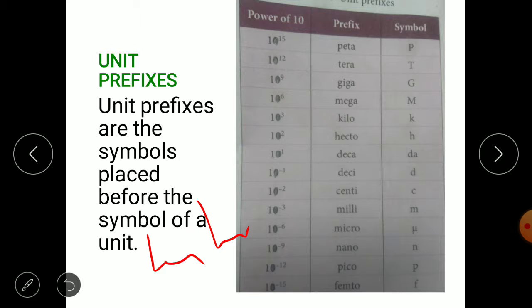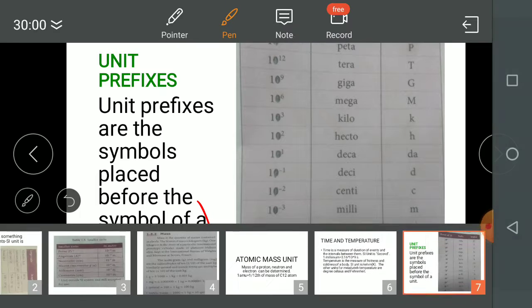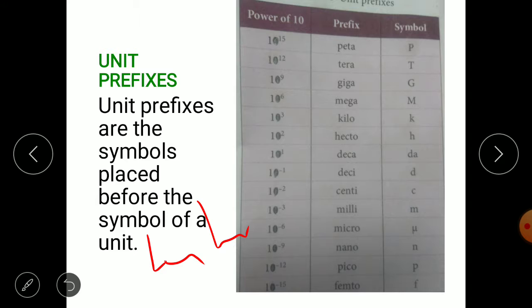So we have some unit prefixes. Here 10 to the power 15 we call peta, the symbol is P. 10 to the power 12 is tera, symbol T. 10 to the power 9 is giga, as in gigabyte in computers, symbol G. And 10 to the power 6 we call mega. 10 to the power 3 we already know is kilo. 10 to the power 2 is hecto. 10 to the power 1 is deca. So those are the positive values.